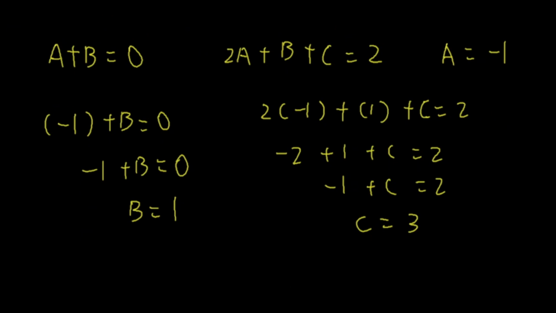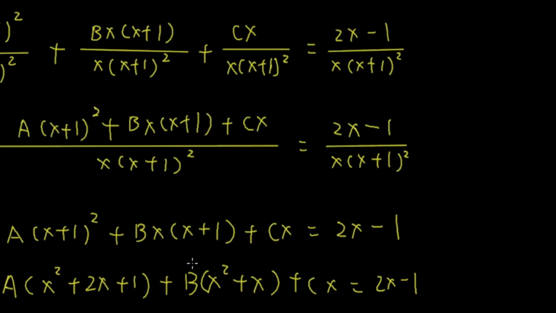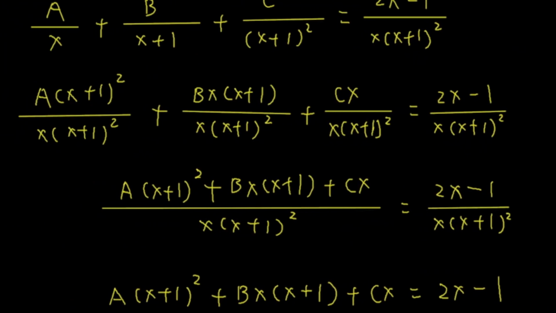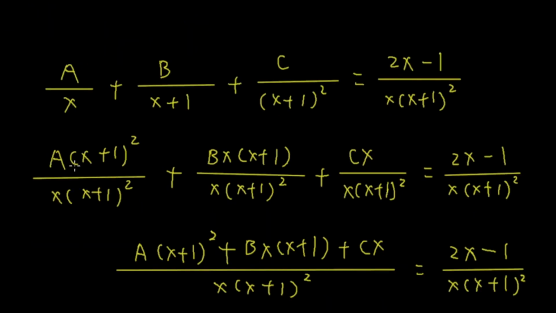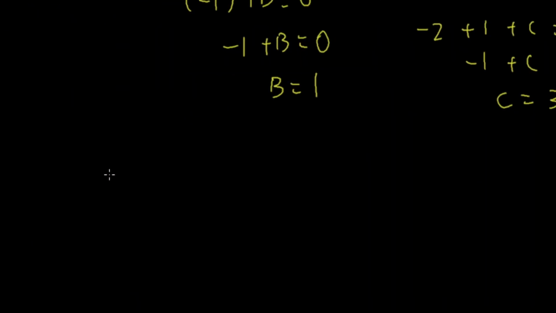Then we can go back to this fraction here, or this equation here, and put in a, b, and c. Then we have decomposed the integral into something easier to integrate. Okay, so a is negative 1, so we can say that here.